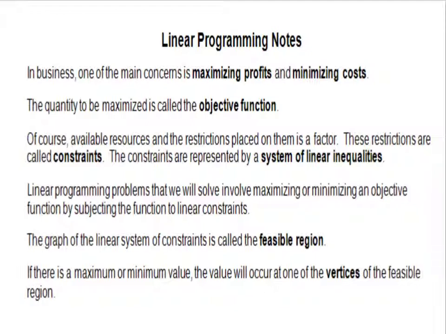In business, we try to maximize profits, but minimize costs. The quantity that we want to be maximized is called the objective function. And that always looks like an equation like P equals 2x plus y, or something like that. There's always restrictions on your profits and your costs. Those restrictions are called constraints. The constraints are represented by a system of linear inequalities, which is what we were graphing earlier in 3.3.